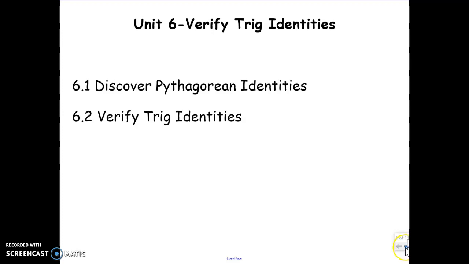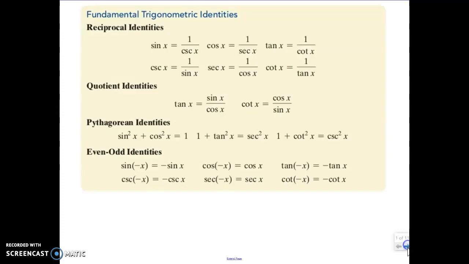But today I'm going to go through discovering or verifying trig identities. I don't know that I'll get it all in one video, but I'll do my best. It might be kind of long, so skip around, use what you need, try them on your own. Again, send me an email if you need help.